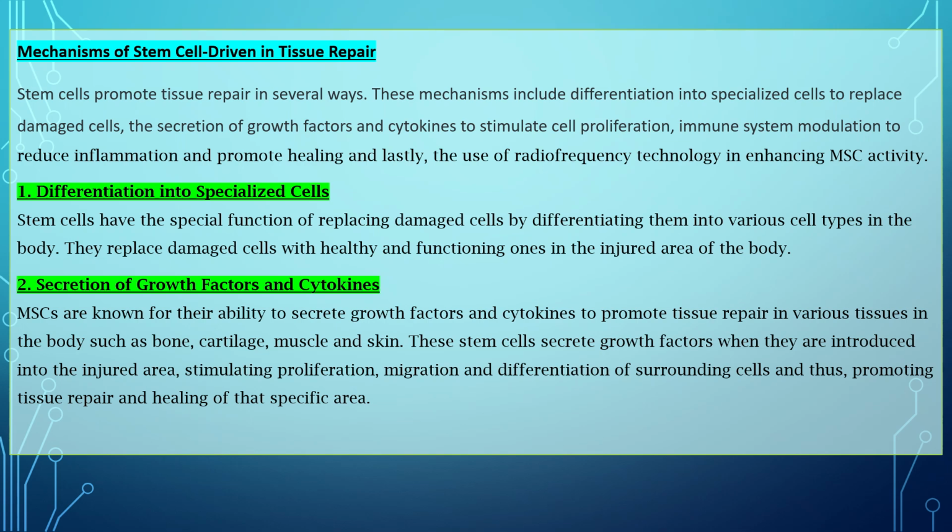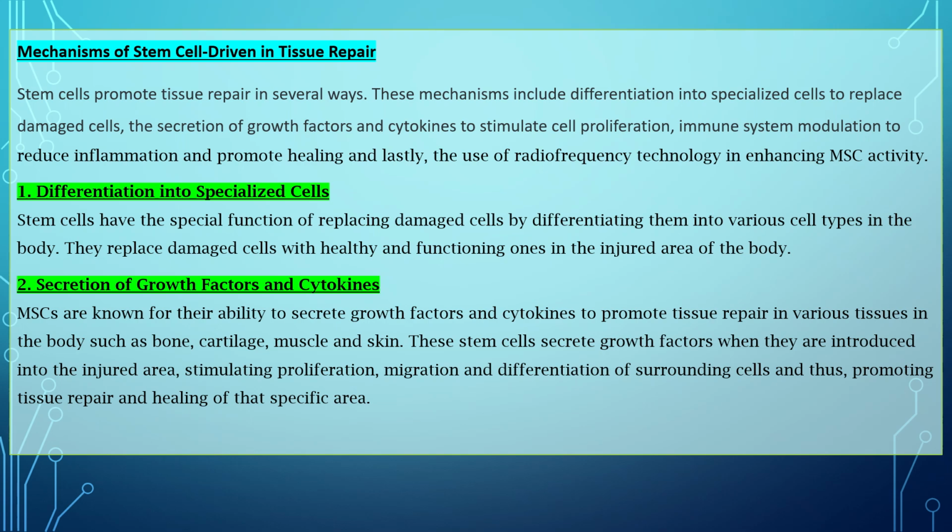So what is the mechanism of stem cell driven tissue repair? That is regenerative medicine. We all know that stem cells play a vital role in tissue repair and regeneration, and their unique biological properties allow them to restore the damaged tissues through multiple coordinated mechanisms. Among various stem cells, the most important is usually the mesenchymal stem cell, which we call MSCs, widely studied due to their regenerative and immunomodulatory potential. So this stem cell driven tissue repair occurs through four major mechanisms.